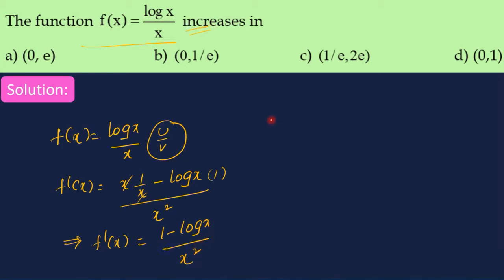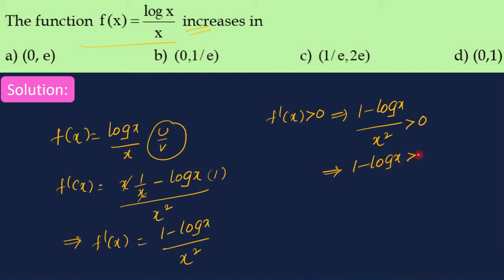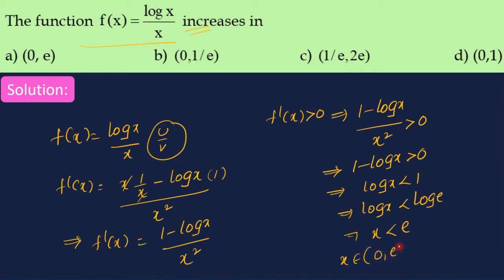Given the function increases, so f dash of x is greater than 0. This implies 1 minus log x divided by x square is greater than 0. This implies 1 minus log x is greater than 0. This implies log x is less than 1. This implies log x is less than log e. This implies x is less than e, that is x belongs to 0, e. Therefore, the function increases from 0 to e. The answer is option A.